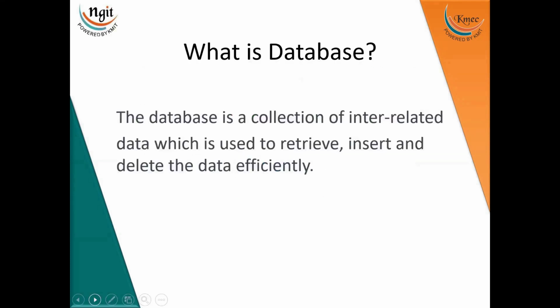The database is a collection of interrelated data which is used to retrieve, insert and delete the data efficiently. So database can be defined as a place where huge amounts of interrelated data can be stored. Interrelated data, what do you mean by this? For example, I wanted to store the data that relates to the students of a particular section. So all such data related to that particular section of the students are stored in a place called database.